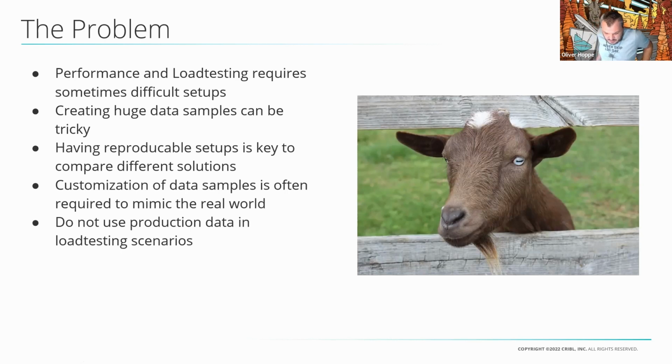We want to have reproducible setups because sometimes we compare different vendors, no names please, right? Different analytics vendors for their metric stores, for their log stores, for whatever. And yeah, it should be comparable. Cool is as well if you can run them in parallel, that's even better, and not sequentially, right? The customization of the data samples is required because of the latest point here as well.